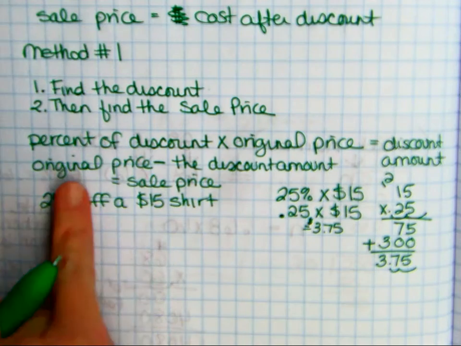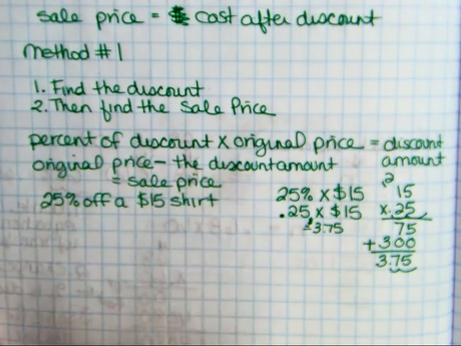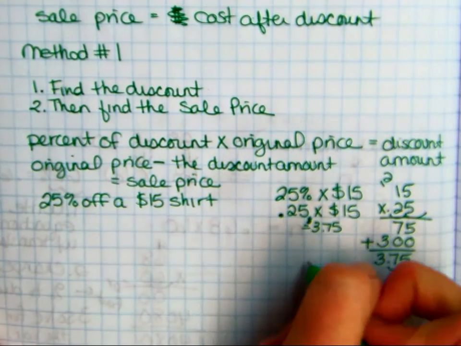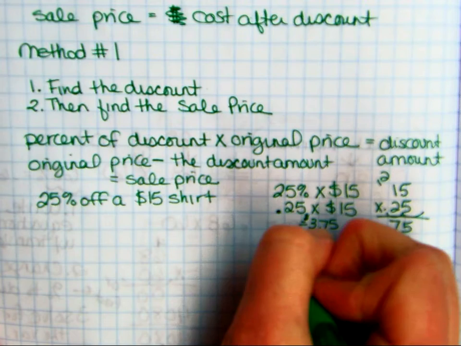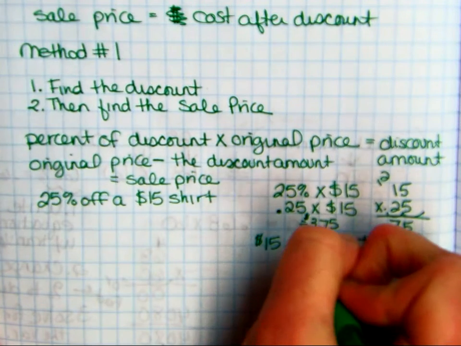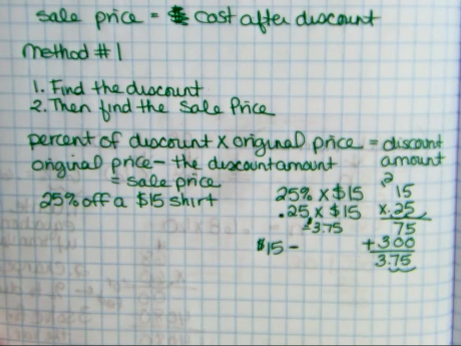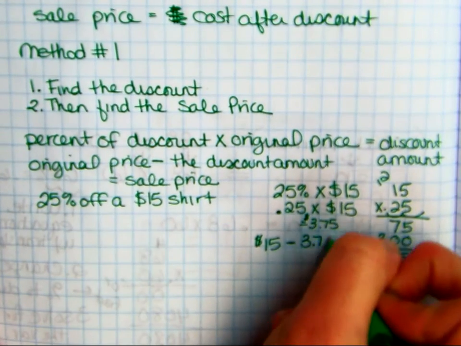Okay, so now that I know the discount, going according to my directions up here, I need to take the original price minus the discount amount. So the original price was $15 minus the discount, which was $3.75.